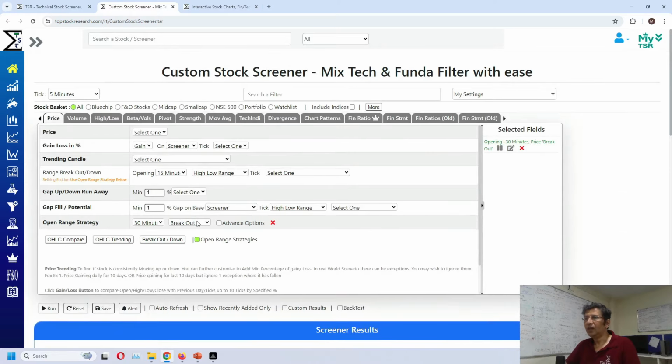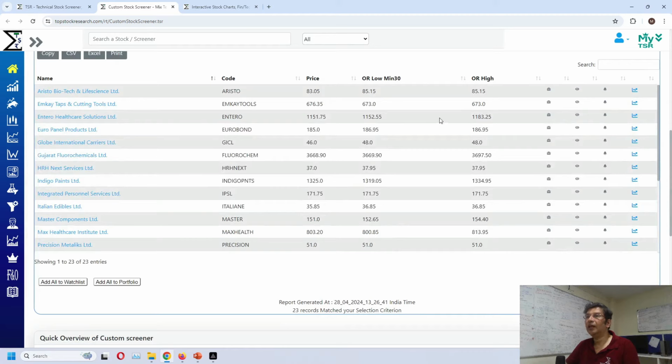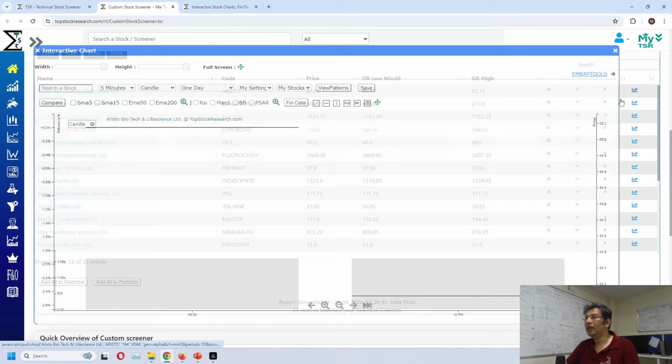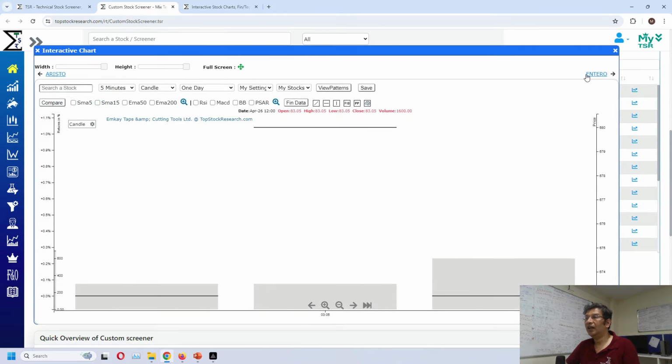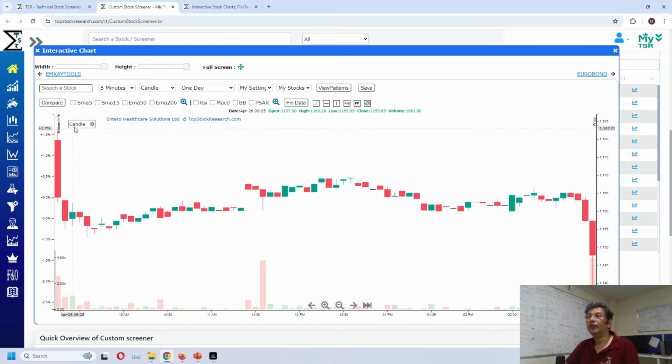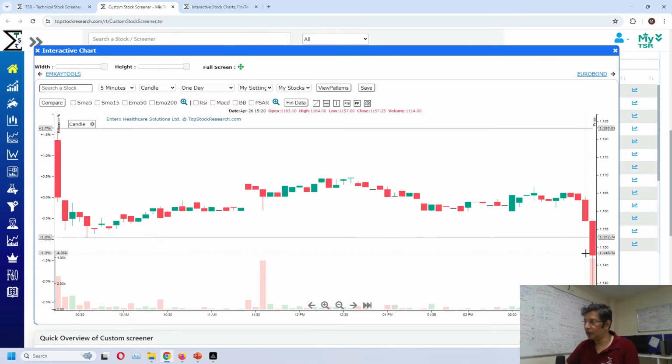Then similarly, you can look for breakdown. When you look at a breakdown, again, there are certain stocks where the first 30 minutes candle range is broken. So when you see the open range, that range got broken down in the last candle, and that's what we are searching for: when the open range is breaking out and breaking down.